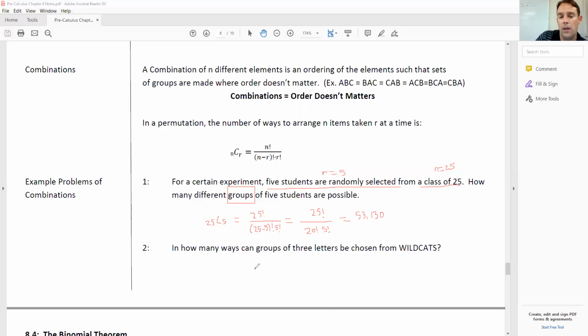Okay. Why don't you guys go ahead and pause it and try this next one by yourself. How many ways can we group? There's our combination word right there. 3 letters. So we're going to be dealing with 3 chosen from the letters in Wildcats. Well, there are 8 letters in Wildcats.